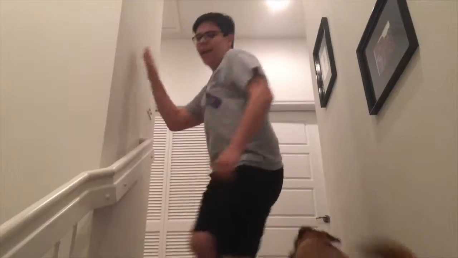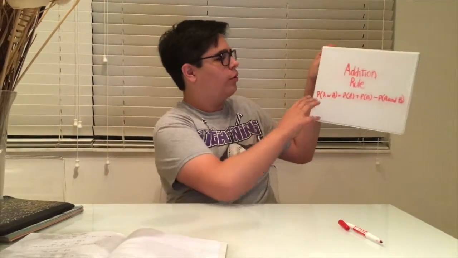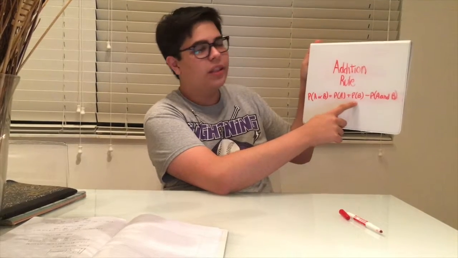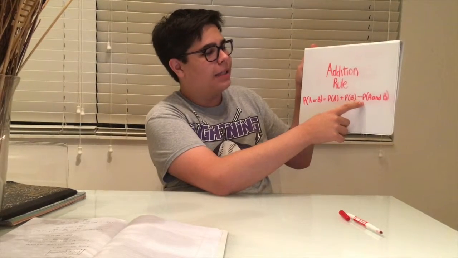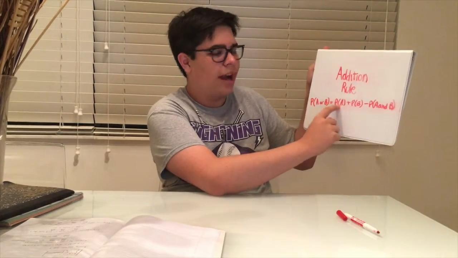3. 3 given. So the first rule we're going to use is the addition rule. This is shown through probability of A or B equaling the probability of A plus the probability of B minus the probability of A and B. This is the overlap, which you have to subtract from the original probabilities.